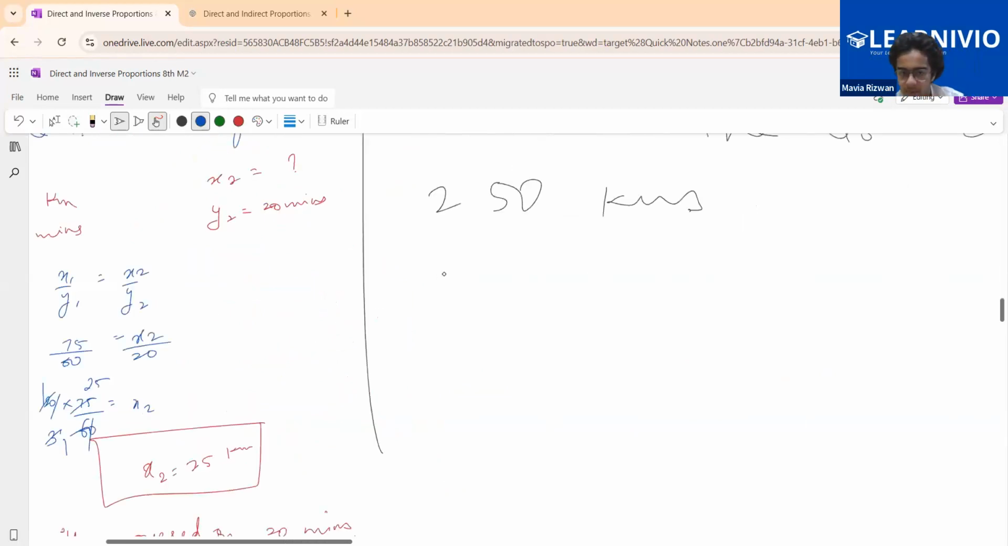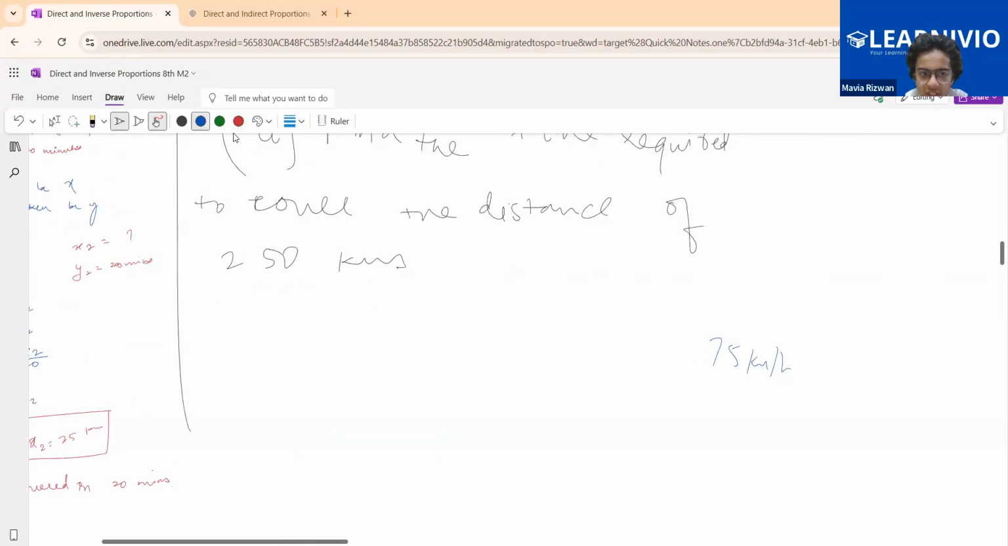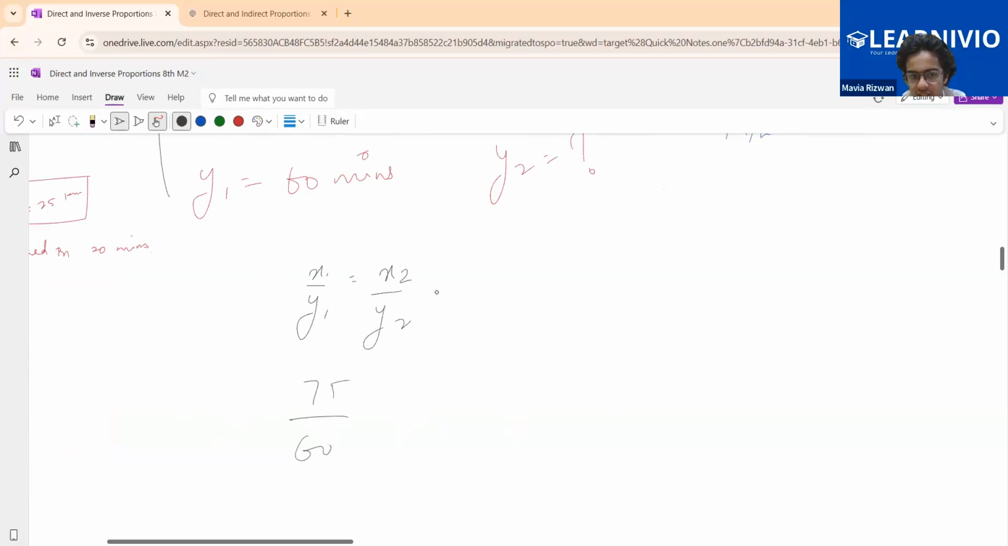Okay, very simple. Now here they are asking to find the time required to cover a distance of 250 kilometers. Again, same thing, bacha. Here x1 is 75 and y1, the corresponding time taken, was 60 minutes. Now in this case, x2 is equal to 250 kilometers. The second distance is given. We need to find the time taken to cover that distance, so we have to find y2. Put it in the formula x1 by y1 is equal to x2 by y2, where x1 is 75 by y1 is 60, equal to x2 is 250 by y2.